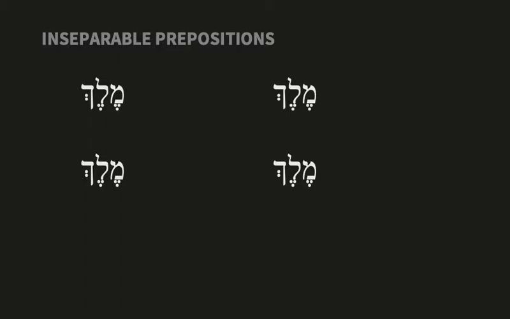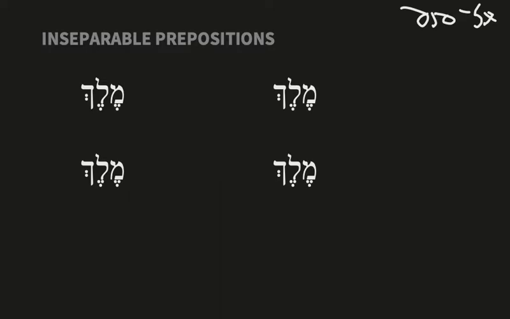They can also be connected to their object with a makef, a dash, so for example, in the sentence, El, with a makef in it, El sus, to a horse. They can also be connected directly to their object, which are called inseparable prepositions, and that's what we'll be talking about in this lesson today.